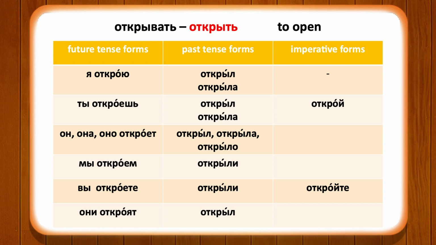Let us learn the conjugation in past tense. Я открыл. For feminine gender, я открыла. Ты открыл, ты открыла. Он открыл, она открыла. Мы открыли, вы открыли, они открыли.